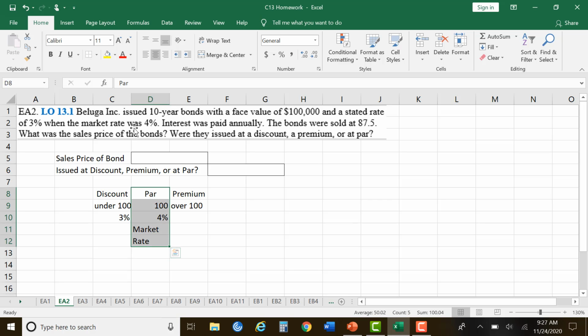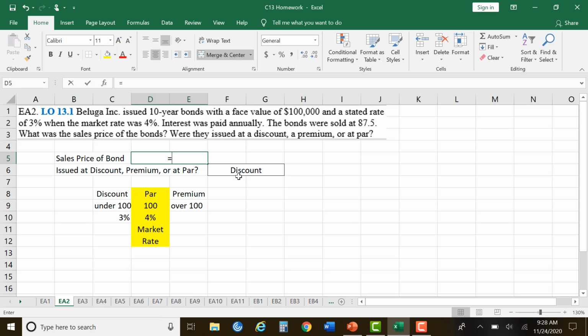So the market rate, if you're exactly at the market rate, it is at par. But if it's above the market rate, you usually get a premium. If it's below the market rate, you get a discount, or you have to take a discount for people to buy your bonds. So we know that they sold it at a discount, and the sale price of the bond is simply 87.5 times the face value of the bond.